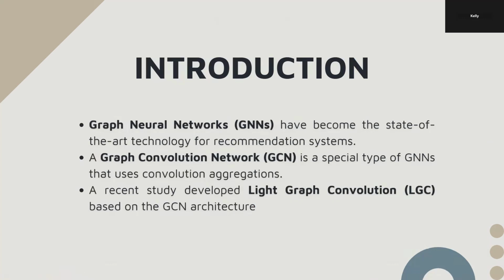Graph neural networks, GNNs, have become the state-of-the-art technology for recommendation systems. And GCN, graph convolution network, is a special type of GNN that uses convolution aggregations. There is also a recent study that developed light graph convolution, LGC. You can see it as a light version of GCN. So we can say that GNNs or GCNs are the most used recommendation models nowadays.